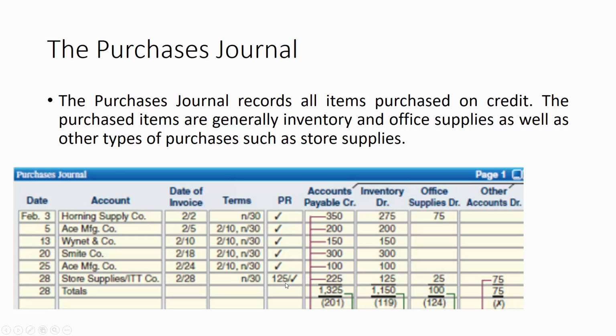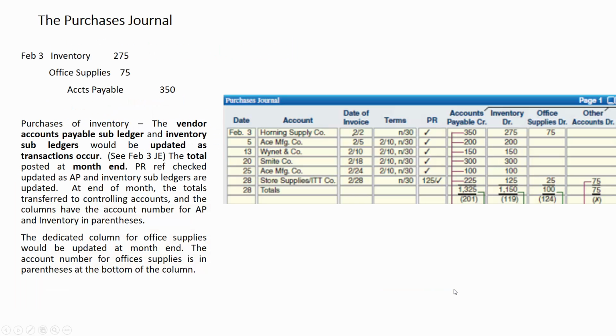But this 125 will represent the account associated with the other accounts, which was store supplies. And so we can see that from this vendor we purchased inventory, office supplies, and then store supplies. So that's placed in individual columns. So a purchase of inventory and also a purchase of supplies.